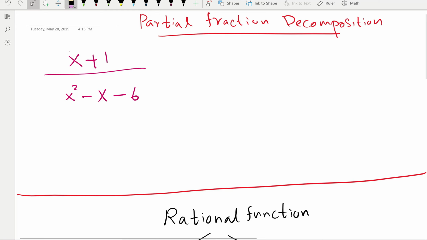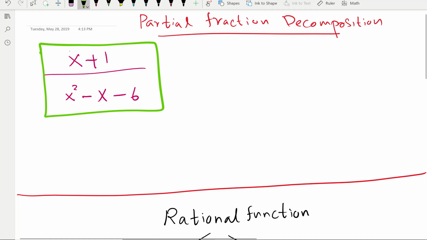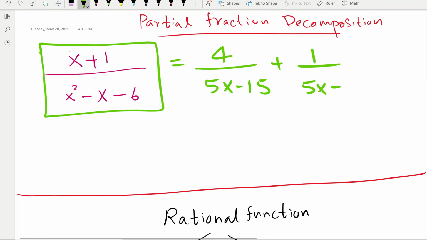Okay, so what is partial fraction decomposition again? We have a big fraction like this, a rational function, and what we want to do is decompose it, tear it apart, or write it as a combination of several simple fractions. So if I do partial fraction decomposition for this specific fraction, what I get is 4 over 5x minus 15 plus 1 over 5x plus 10.